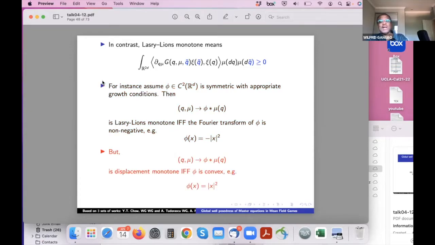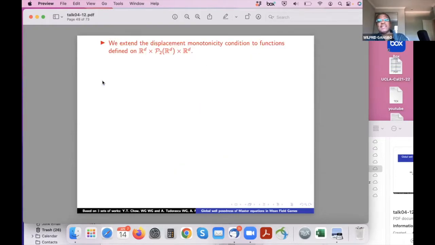However, if you want the same function to be displacement monotone, you have to impose that phi is convex. And so in the case above, I have to replace negative s squared by the norm of s squared. We need to extend the notion of displacement monotonicity to functions which depend on 3 variables. So the position, the distribution, and the momentum.